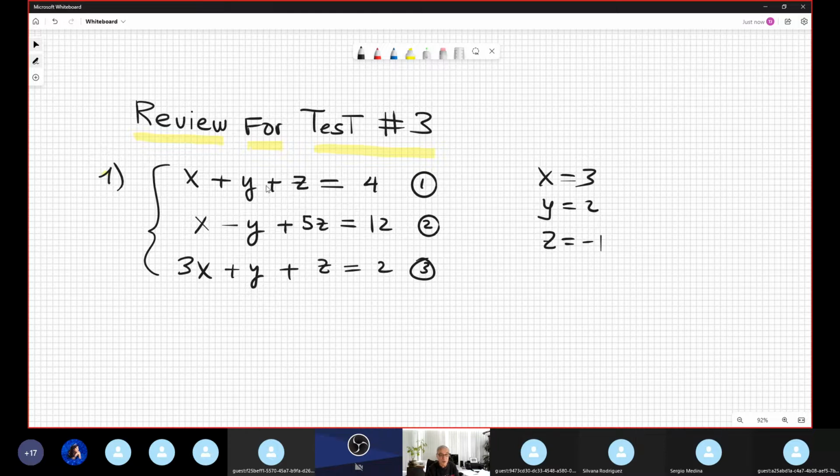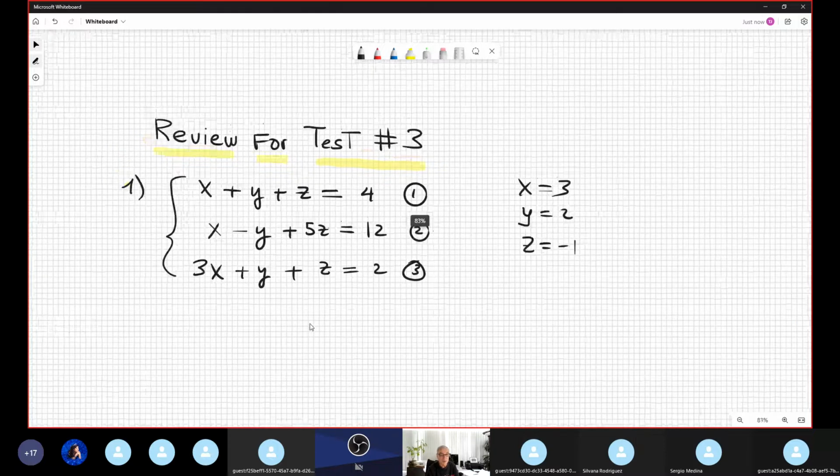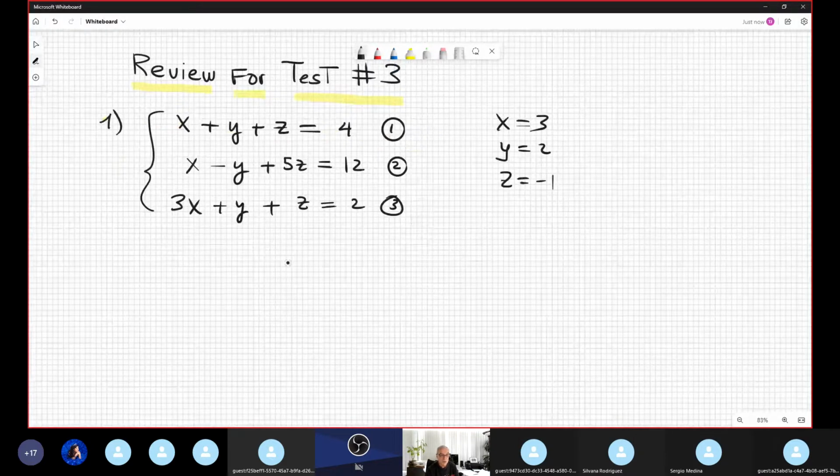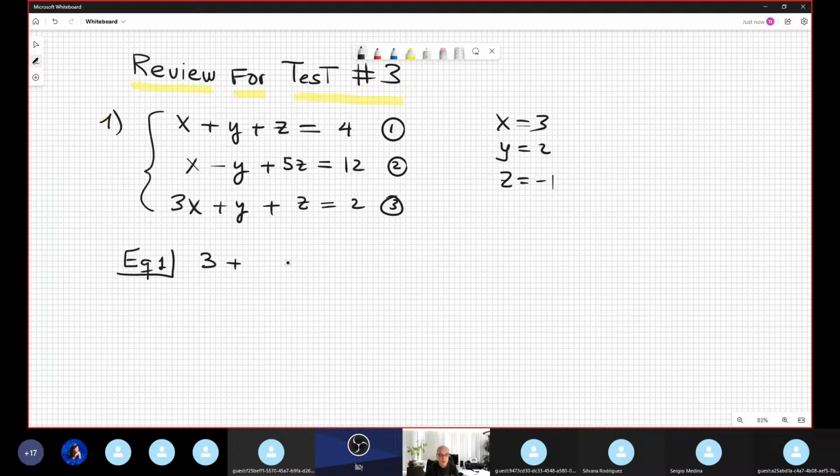Yes, I try equation by equation, doing my best. I take the first equation, equation 1, verify. X is 3, replace 3 here, plus y is 2, plus z is -1. Should be true. It's obvious it's true, because 3 plus 2 is 5, and 5 minus 1 is 4. Okay.